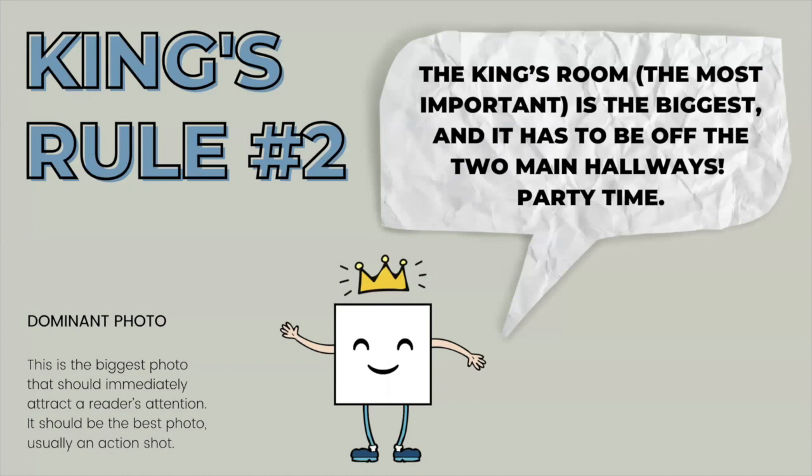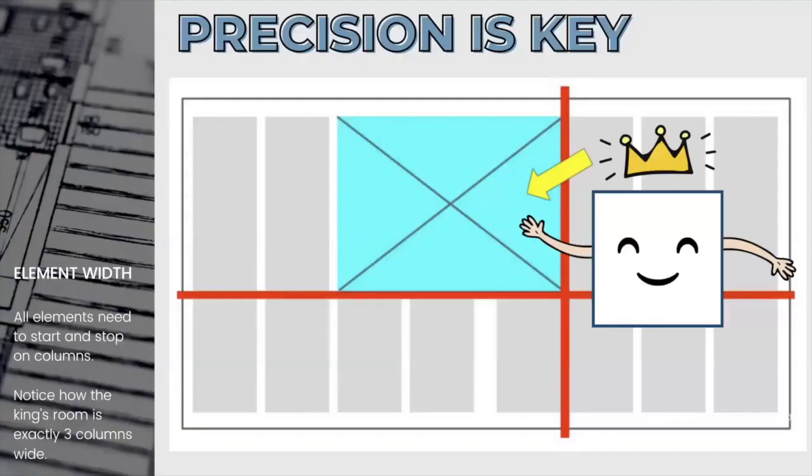In yearbook terms, this is where we put our dominant photo. And that's the biggest photo that should immediately attract the reader's attention. It should be the best photo on your spread. It should be an action shot. It should tell a story. It's the most important photo, just like the king's room is the most important room, as well as it's the biggest. It should be 2 to 3 times bigger than everything else on the spread, just to make sure that it's very clearly the most important.